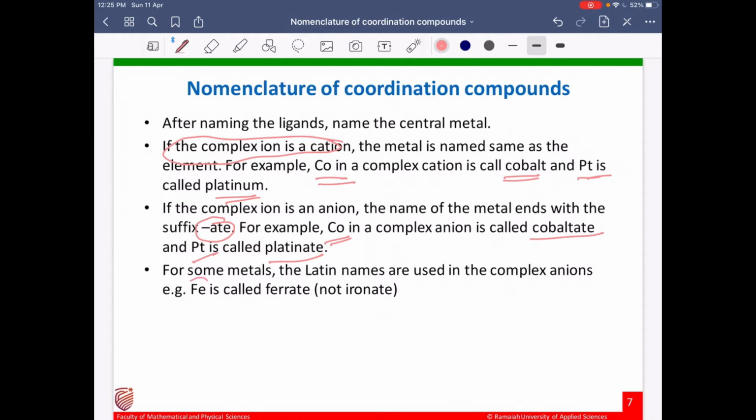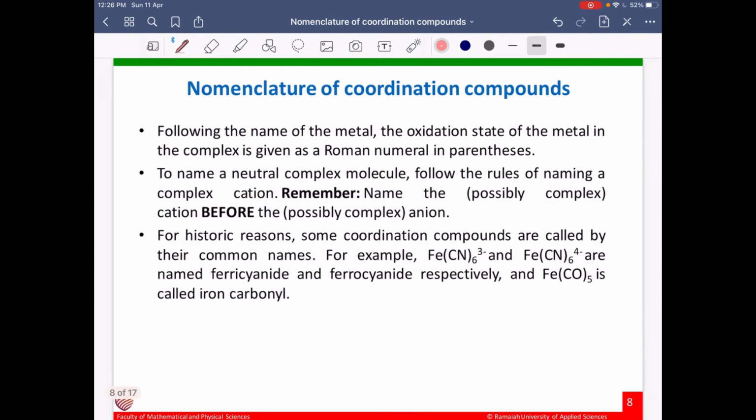If Fe is present in the complex ion as a cation, then we will use the name iron. But if Fe is present in the complex ion as an anion, and the complex ion is an anion, then we will use the word ferrate, not ironate. That we should keep in our mind.